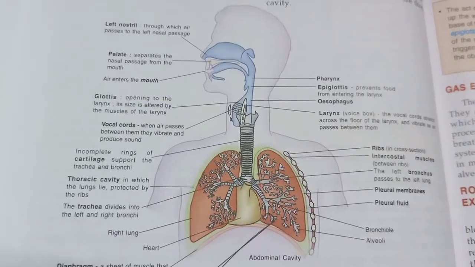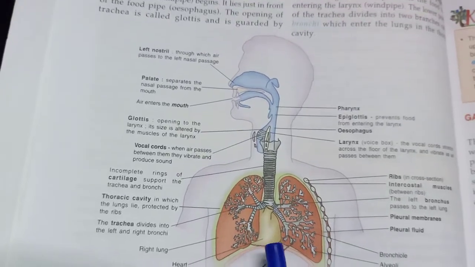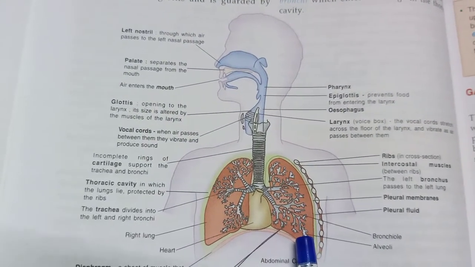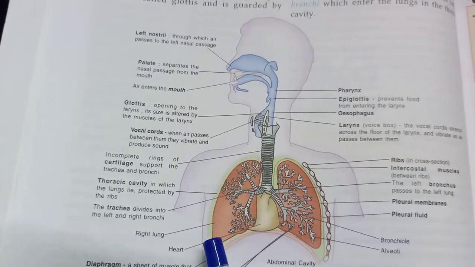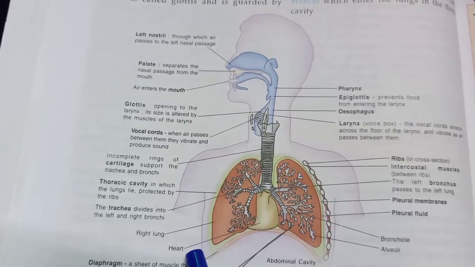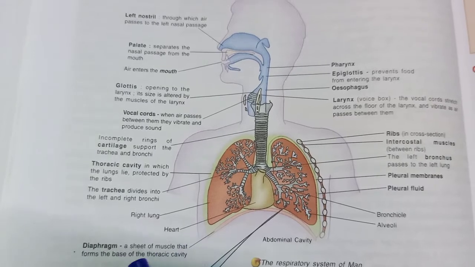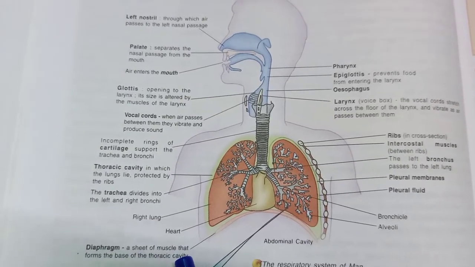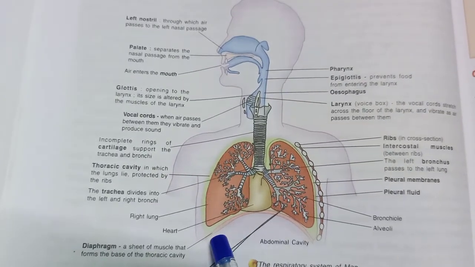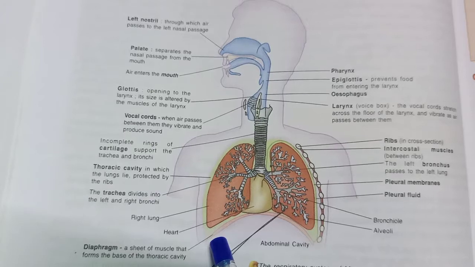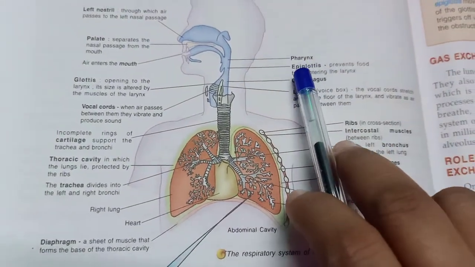Now the trachea, as I told you, is divided into two parts: the left bronchus and the right bronchus. Here you can see the right lung and the left lung. This middle part is the heart. The diaphragm is a sheet of muscles that forms the base of the thoracic cavity. The next is the pharynx.